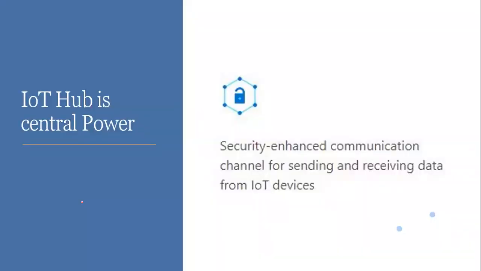Basically, when we are dealing with IoT, Hub is our central power. It is a security enhanced communication channel for sending and receiving data from IoT devices. For example, if I am having multiple sensors here, instead of connecting all these sensors with each other and establishing communication between them, I can use IoT Hub. IoT Hub will be responsible for managing all these sensors, data, and to provide relevant output. So we can say IoT Hub acts as a centralized location for managing multiple sensors and their respective outputs.